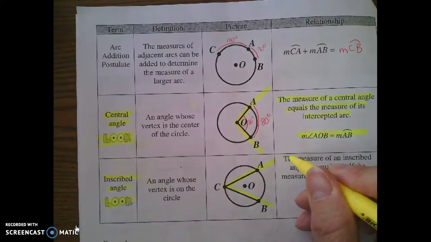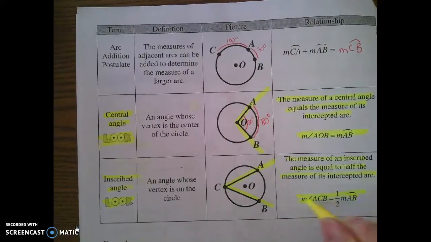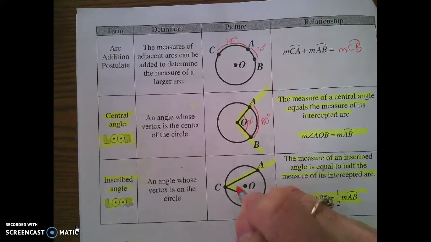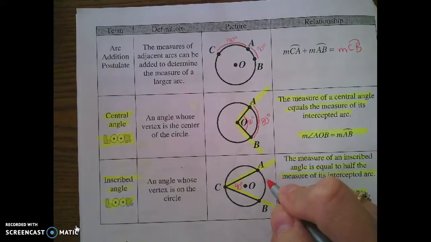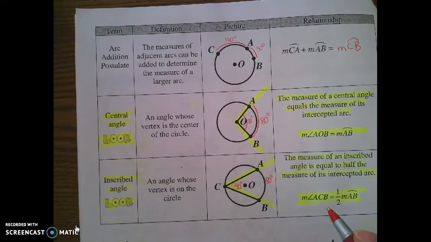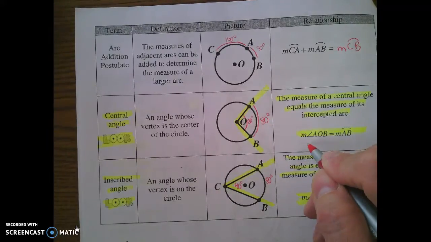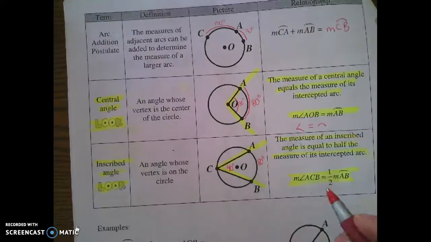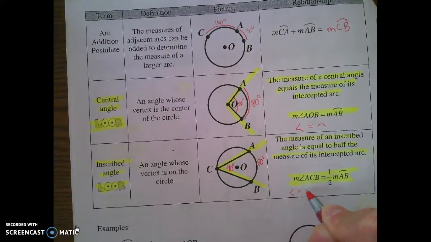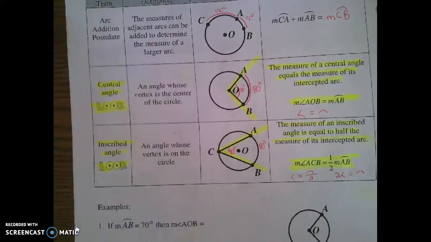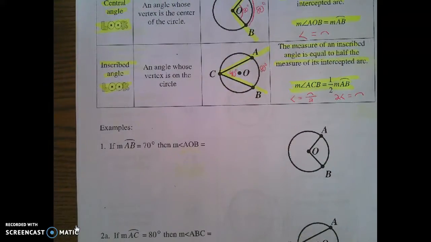There's a relationship between the measure of an inscribed angle and its arc. The measure of an inscribed angle is half its arc. So if this angle was 40 degrees, the arc is 80 degrees. So there's shortcuts to this. For a central angle, the angle equals the arc. For an inscribed angle, the angle is the arc divided by 2, it's half, or 2 times the angle is going to equal your arc. Very important. All right, here's a couple of examples.